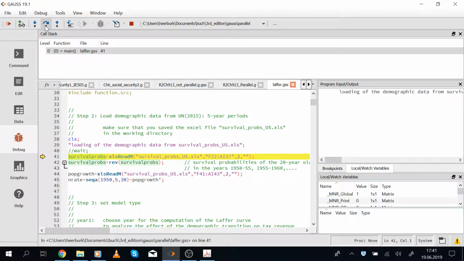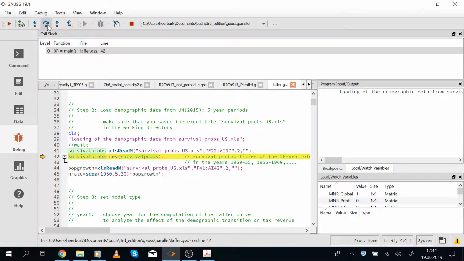So for this reason, we read the data from the Excel file survival props US, which is stored in the cells F22 through AI37. And since the survival probabilities are stored in somehow unconventional order, starting from the oldest going down to the youngest, we have to reverse the order. That's done with the command ref.